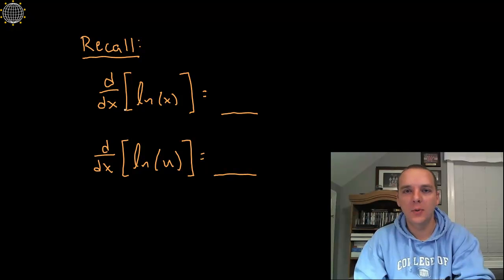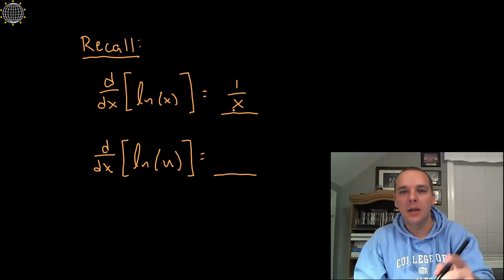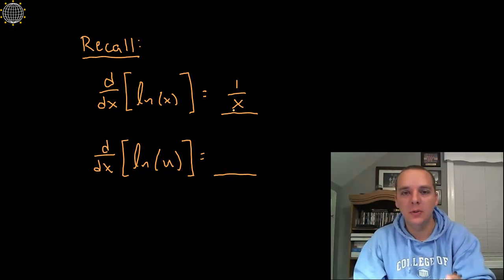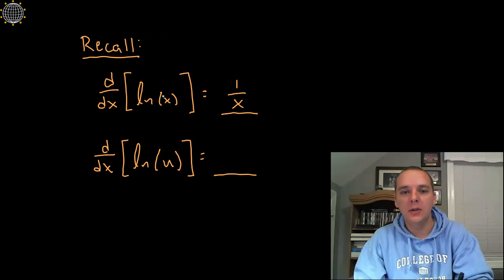A few videos ago, we discussed the derivative of the natural log function, and here's what we found. We found that the derivative of natural log of x was 1 over x, and there was a little bit more going on here than originally meets the eye. The reason that this is 1 over x is that what we're actually doing is putting the derivative of the inside over the inside of the logarithmic function, namely 1 over the inside, right?